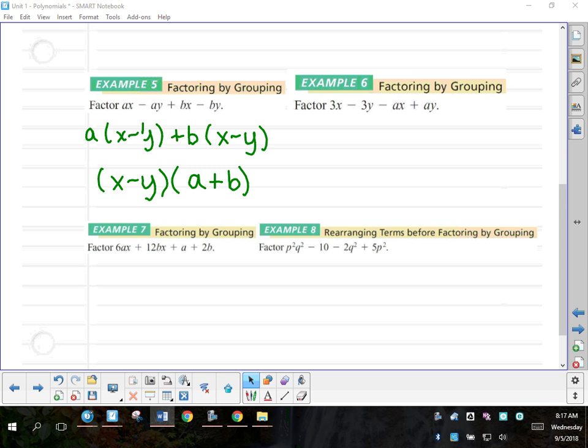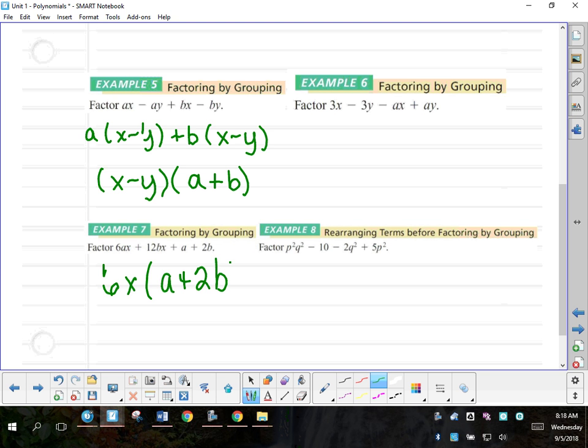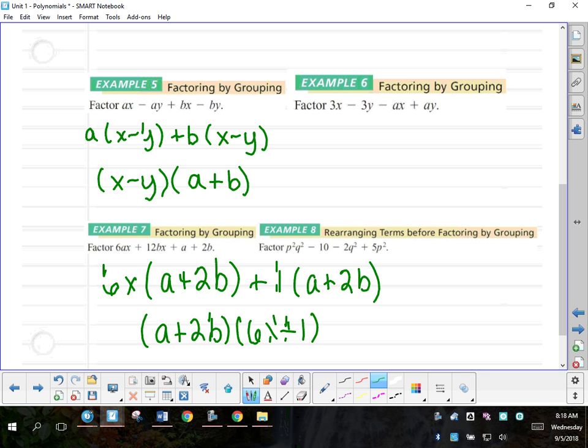Do we have, what would we do for 7 to start? What can we do to begin 7? Factor out the 6x. And when I take that out, what are you left with? A plus 2b. And what about from the next group? What can we factor out from the second two? Keep going. And you're left with? A plus 2b. And when you put that together, the a plus 2b is your GCF. What remains is a 6x plus 1.